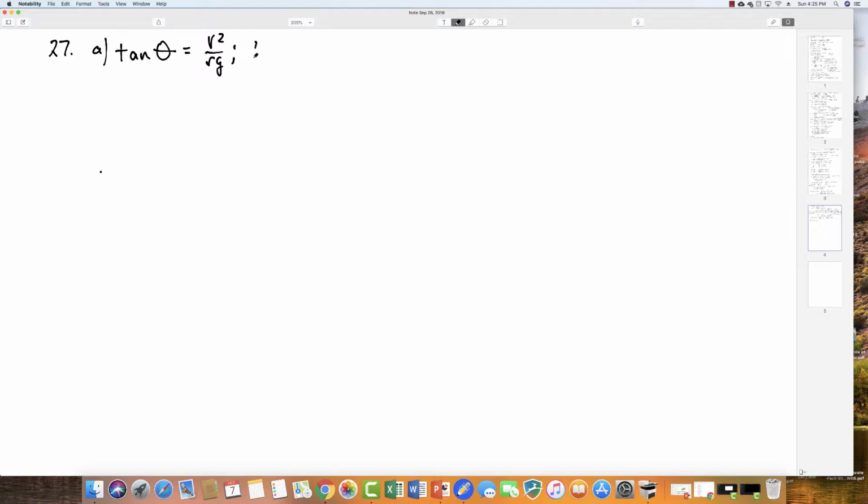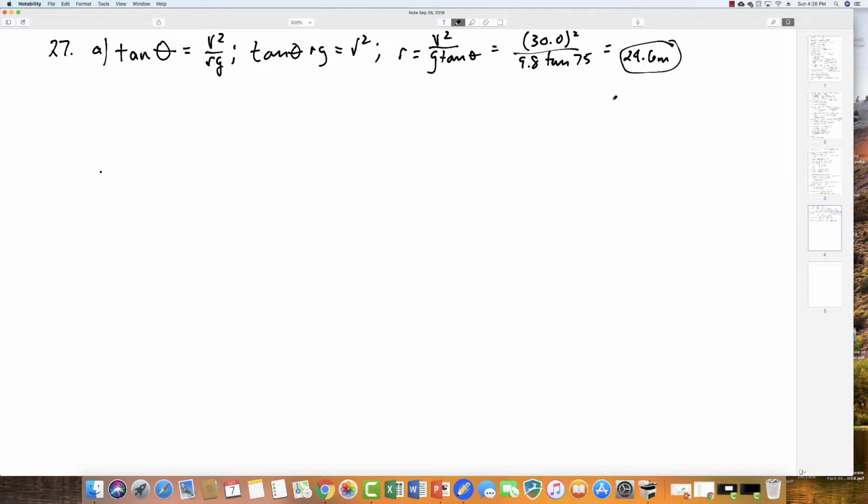So that means that tangent of theta times rg is equal to v squared. And so that means that the radius we're looking for here is going to be equal to v squared divided by g times the tangent of theta. So now let's put the numbers in. That's going to equal 30 meters per second squared, divided by 9.8 times the tangent of 75 degrees. And if you do the math here, you get a radius of 24.6 meters as the radius of the circle.